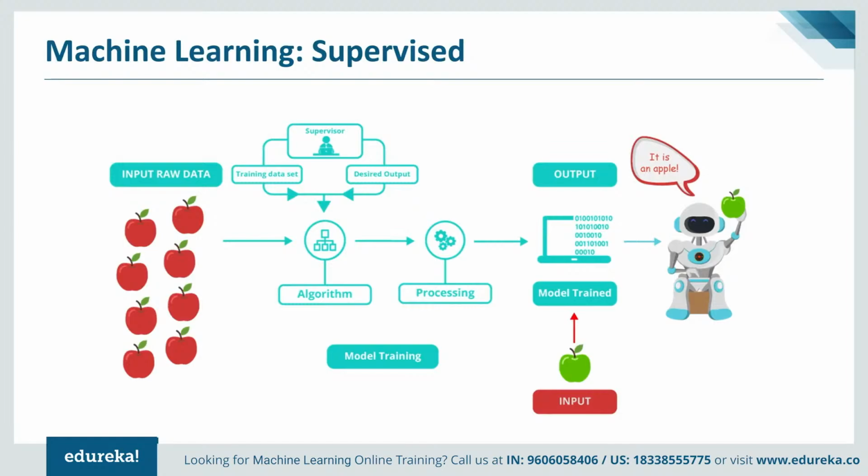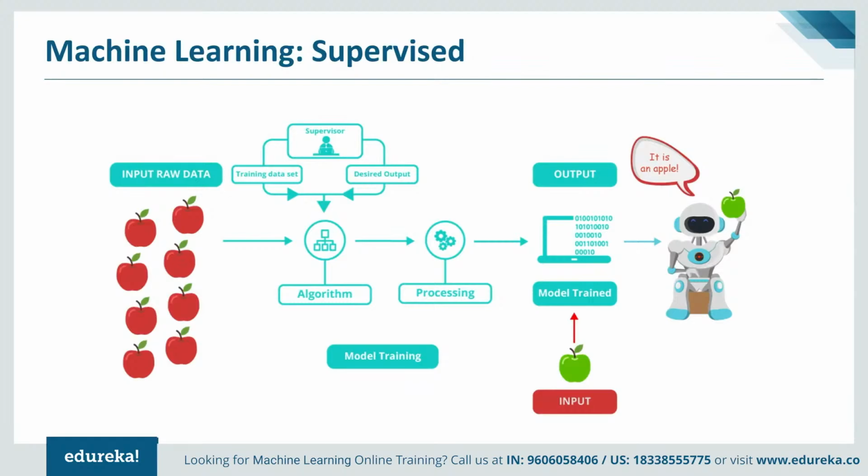You can see an image on your screen, right? In this image, we are feeding raw inputs, images of apples, to the algorithm. As a part of the algorithm, we have a supervisor who keeps on correcting the machine, or who keeps on training the machine. It keeps on telling it that yes, it is an apple, and no, it is not an apple. This process keeps on repeating until we get a final trained model.